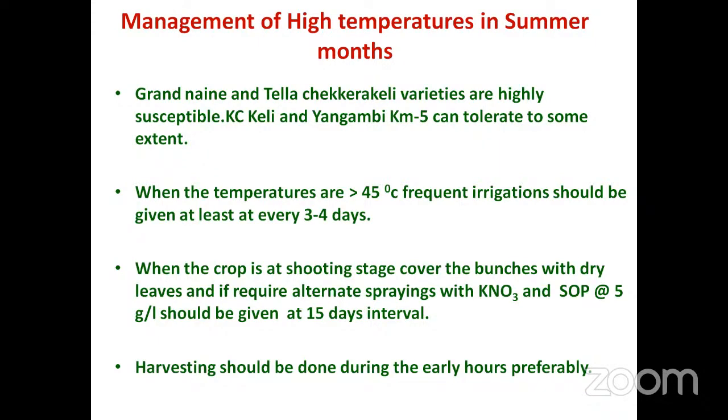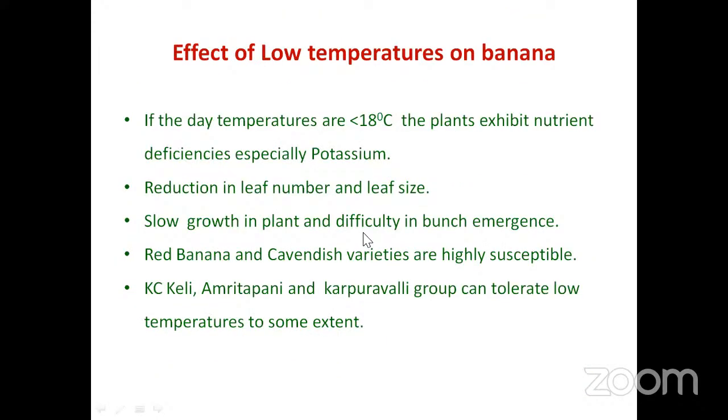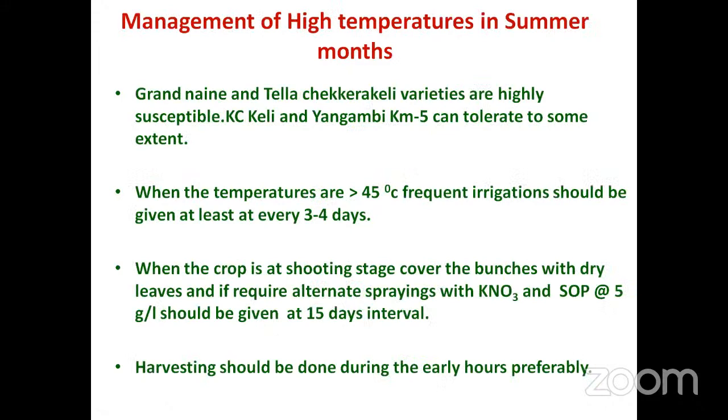Also, when the crop is at the shooting stage, the bunches should be covered with dry leaves, and if required, alternate sprayings with potassium nitrate and sulfate of potash at the rate of 5 grams per liter should be given at every 15 days interval. While harvesting, care should also be taken that harvesting is done preferably in the early hours.